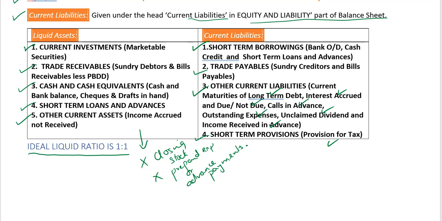The ideal liquid ratio for most companies is 1:1. So we've seen the two ratios under this head of liquidity ratios. The first one we saw was the current ratio and the second one the liquid ratio. In the next video, we will move on to the next set of ratio, which is called solvency ratios.